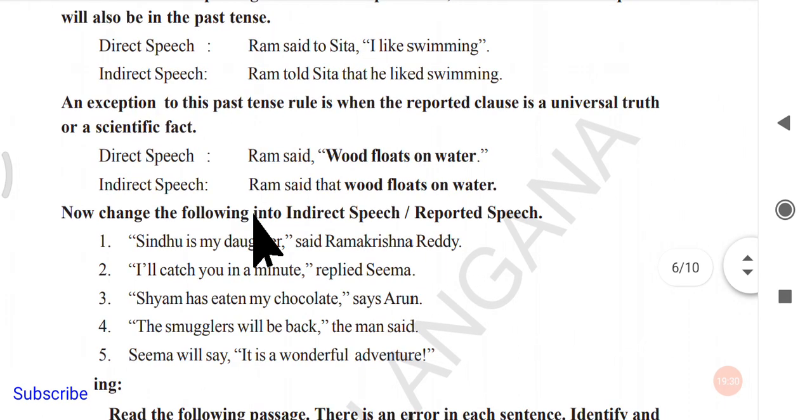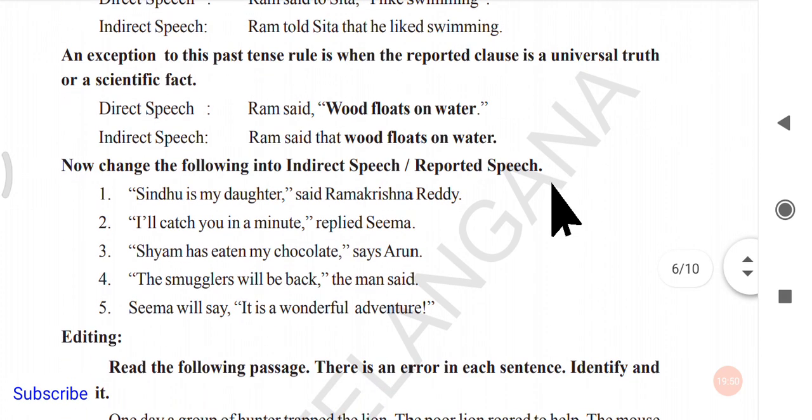So here direct speech, Ram said wood floats on water. Wood floats, so it is in the present tense here. So indirect speech here, Ram said that wood floats on water, as it is. So the statement won't change any tense here. The same tense you will write in the indirect speech also. Now change the following into indirect speech or reported speech.